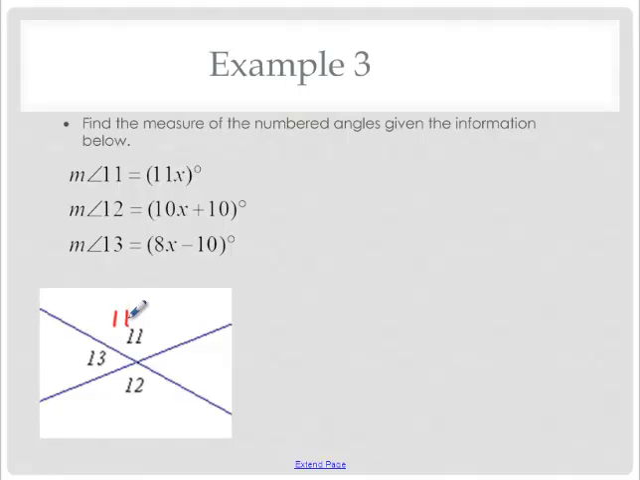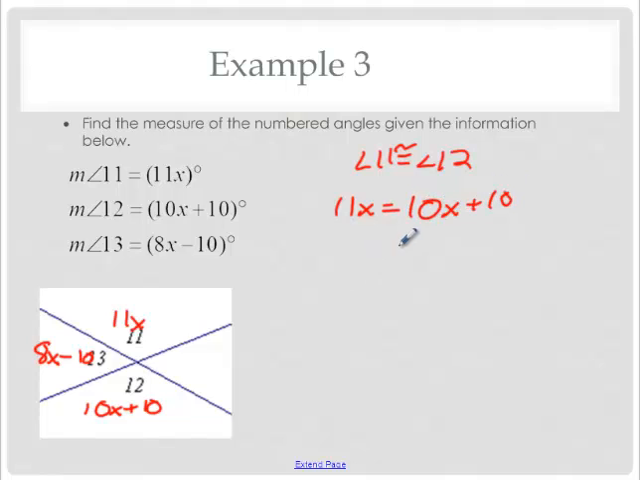Looking at this one, we have 11x, angle 12 is 10x plus 10, and angle 13 is 8x minus 10. Now, there's two ways that I would do this. I would do either a pair of supplementary angles, like 11 and 13 or 12 and 13, or I would use vertical angles. I'm going to use vertical angles. I know that angle 11 is congruent to angle 12. Since I know that those are congruent, I'm going to set them equal to each other. 11x equals 10x plus 10. When I solve, I get that x is 10.